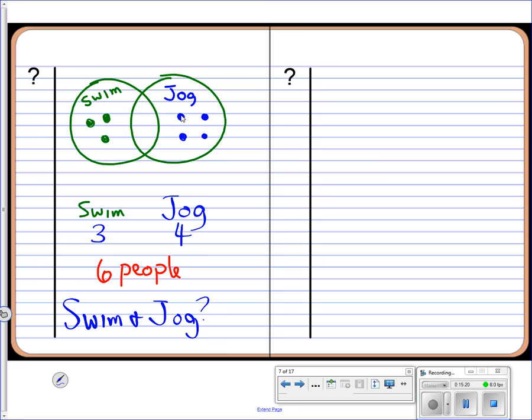That would give me a total of 7 people. So I have to come up with some kind of arrangement. Obviously, there must be some people who swim and jog. So think through how many people fit in this middle category that swim and jog that will allow me to have 6 people. Put me on pause and see if you can come up with that answer. Really think through this. This is that part of the brain that we're trying to exercise. It's like a game.